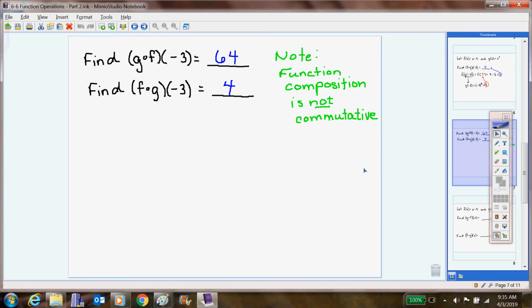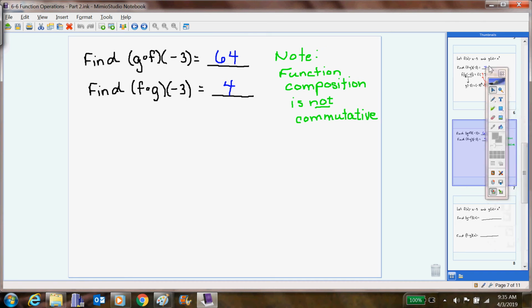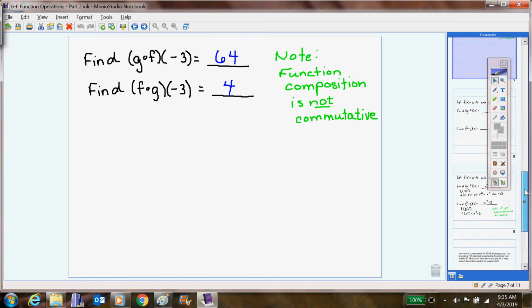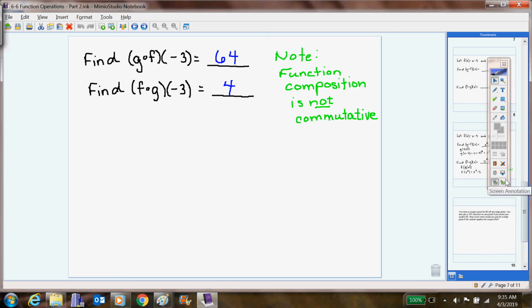Okay, so because the bottom one equals 4 when we do it, and the other one equals 64, and we got two completely different answers, we find that function composition is not commutative. So a whole different operation. Yesterday we did adding, subtracting, multiplying, and dividing of functions, and the composition of functions gives us some completely different results. So you've got to really be careful on that.